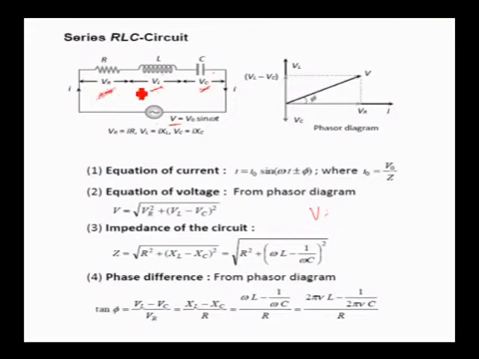How to find out the vector sum? Look at the diagram here. I have marked the current diagram first, current direction. We all know that in the case of resistor, the voltage and the current are in phase. But in the case of inductor, voltage will be leading current by an angle 90 degree. But in the case of capacitor, current will be leading voltage by 90 degree. So this is VC here. Voltage will be lagging by 90 degree behind current. Here voltage will be leading.